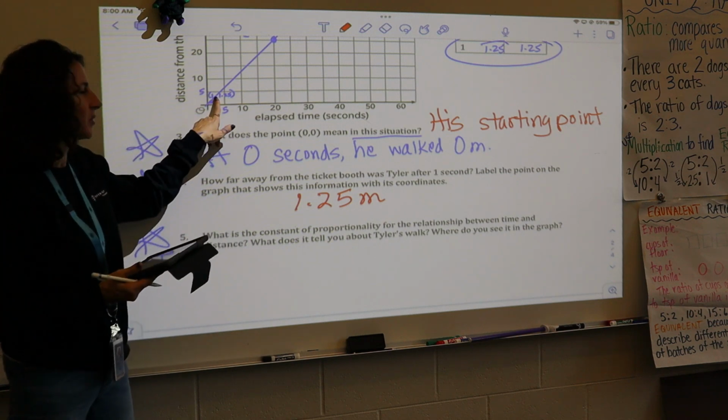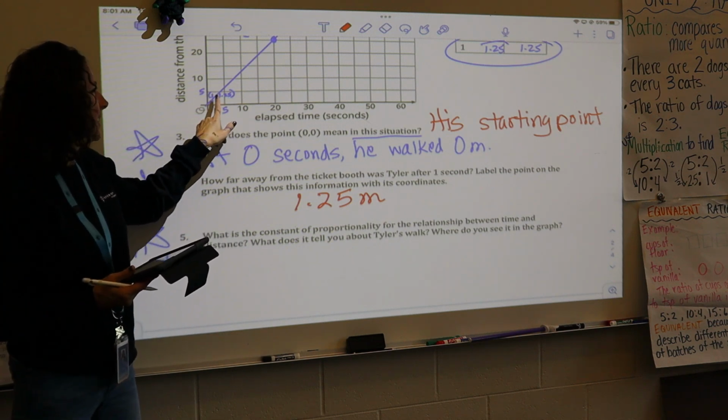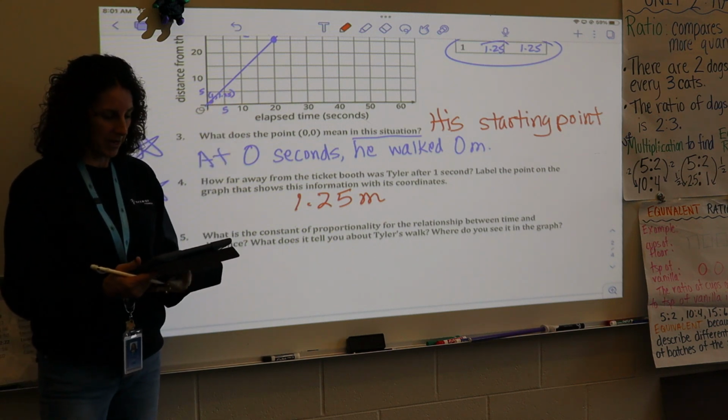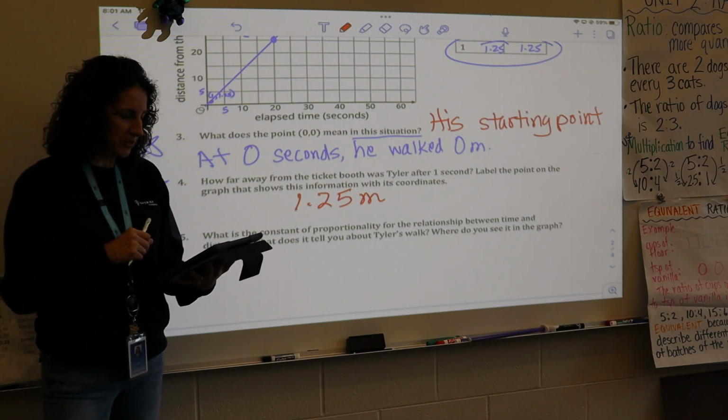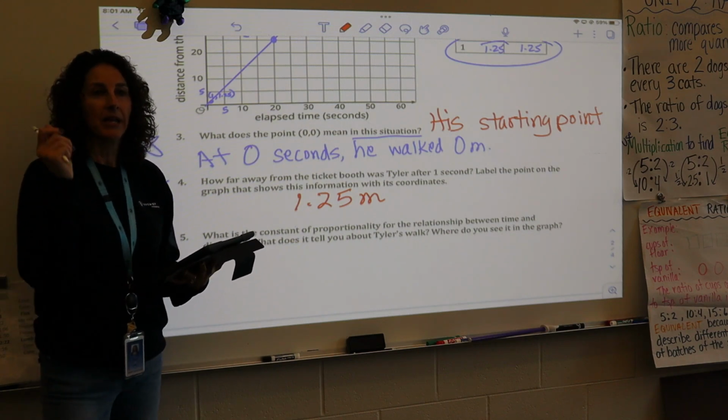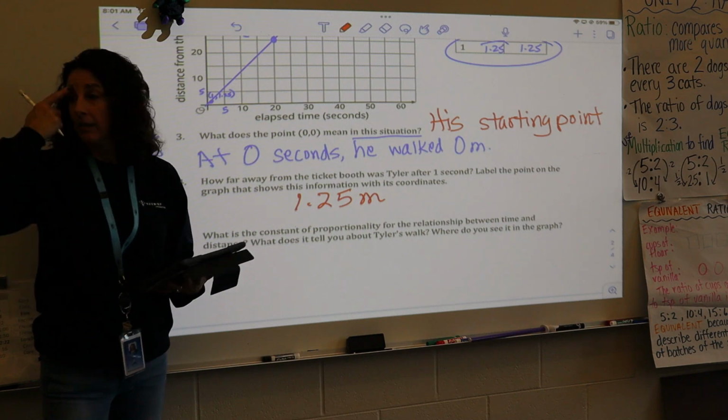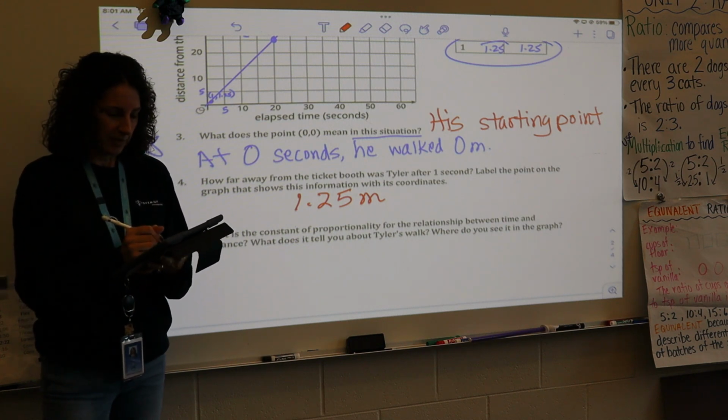And this shows this with this 1 and 1.25 coordinate that we put down. What is the COP for this relationship between time and distance? What is it? 1.25.